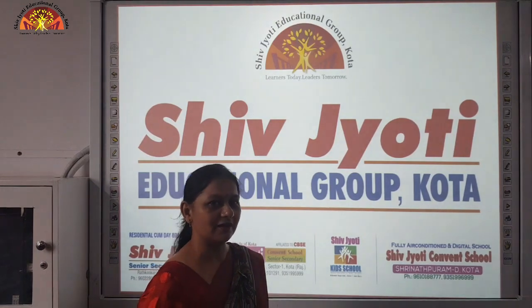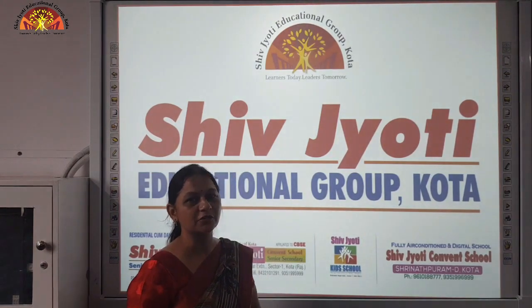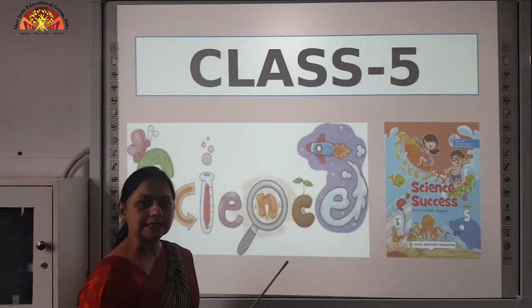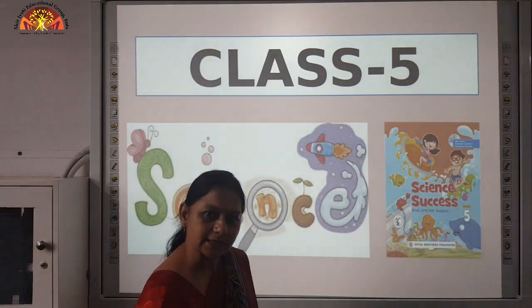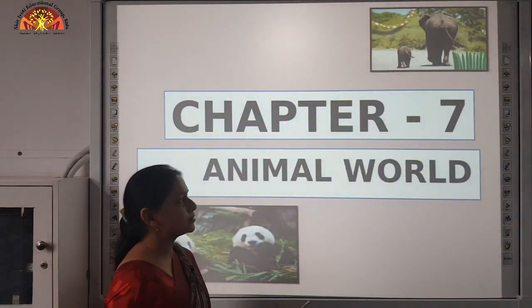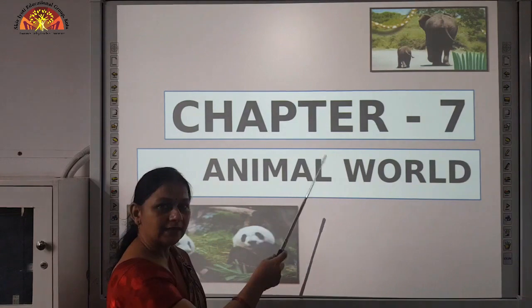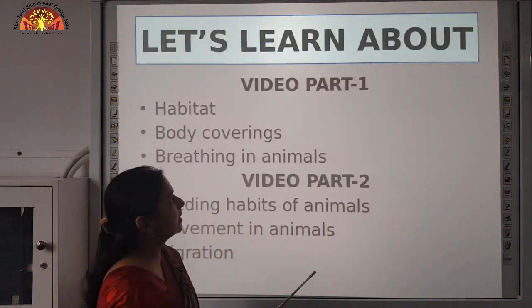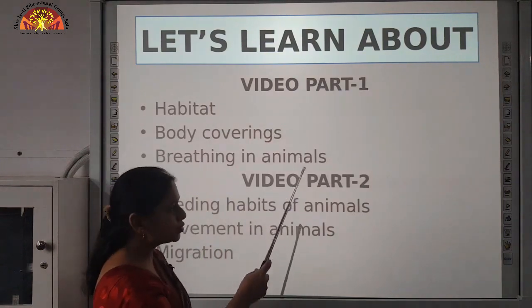This is Jyoti Nahar from Shiv Jyoti Educational Group, Kota, and I'll be taking class 5 science from your science book Science Success. And today we are going to take up chapter number 7, that is Animal World. This chapter we will basically be dividing into two parts.